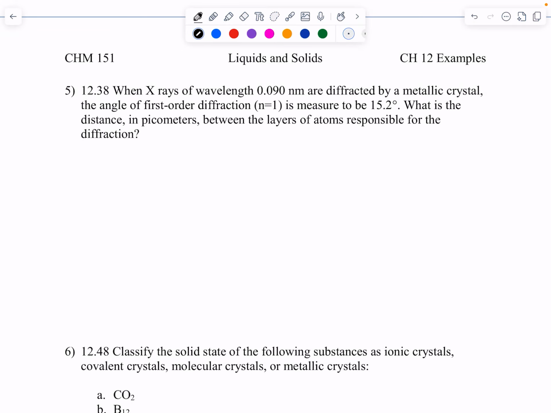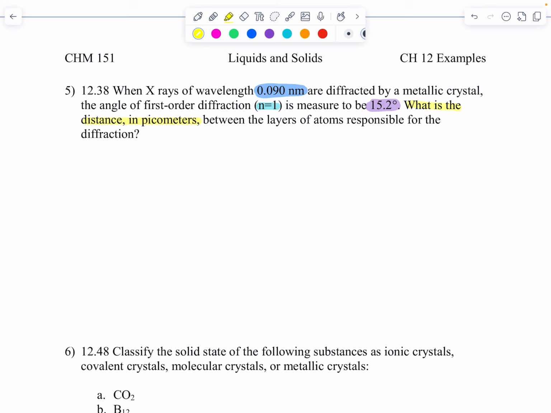Number 5, we have X-rays of wavelength 0.090 nanometers that are diffracted by a metallic crystal. First order diffraction, so n is 1. And it's a 15.2 degree angle. What is the distance in picometers between the layers of atoms responsible?